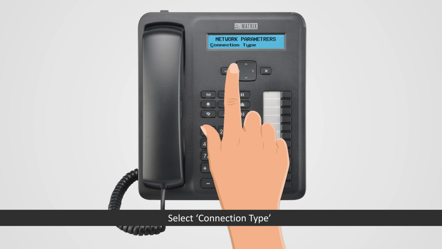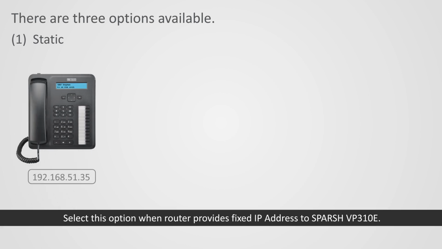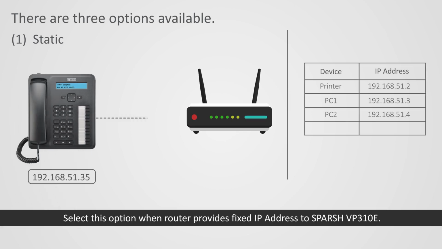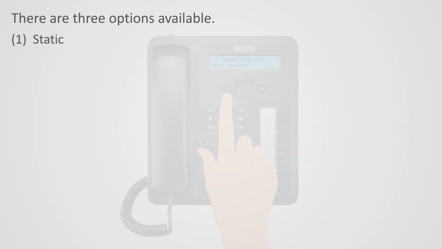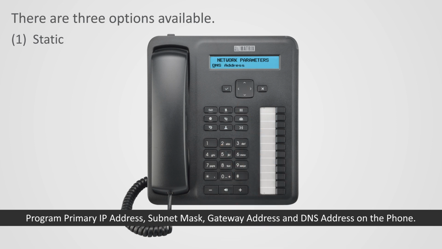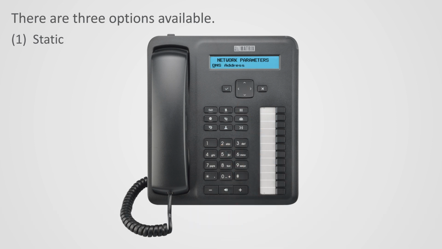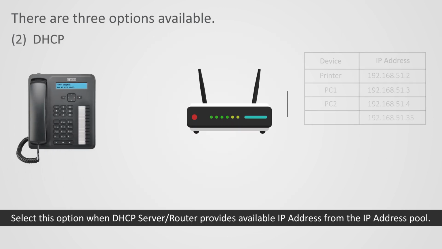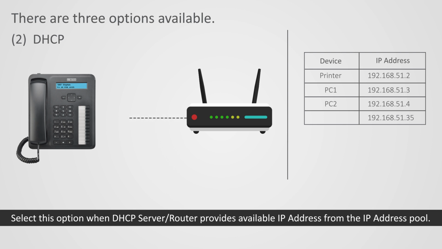Select connection type. There are 3 options available. Static. Select this option when the router provides a fixed IP address to SPARSH VP310E. In this case, program primary IP address, subnet mask, gateway address and DNS address on the phone. DHCP. Select this option when DHCP server or router provides available IP address from the IP address pool.